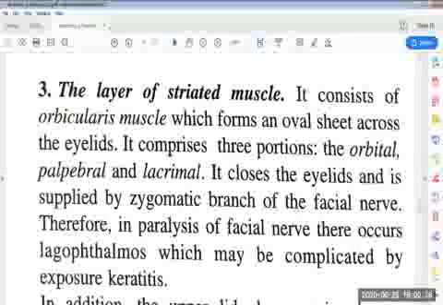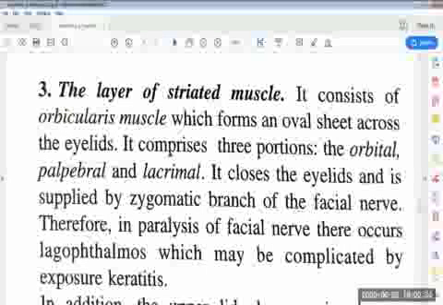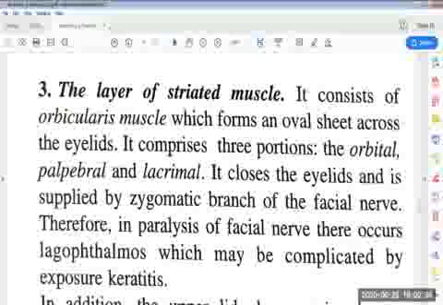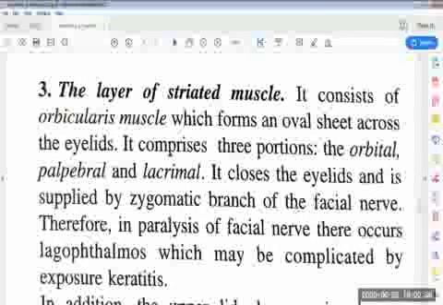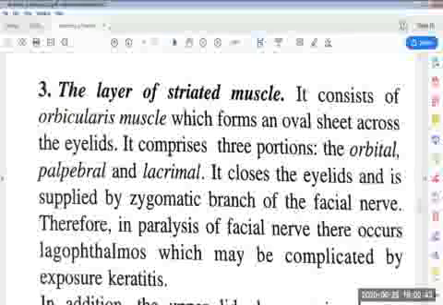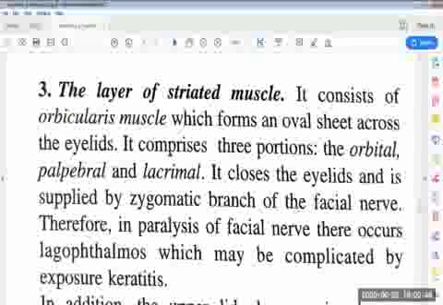Therefore, in paralysis of the facial nerve, there occurs lagophthalmos, which may be complicated by exposure keratitis. What is lagophthalmos? It is the inability to close the eyelids, and thus in the eyelid there is a striated muscle present called the orbicularis oculi, which is supplied by the facial nerve branch.